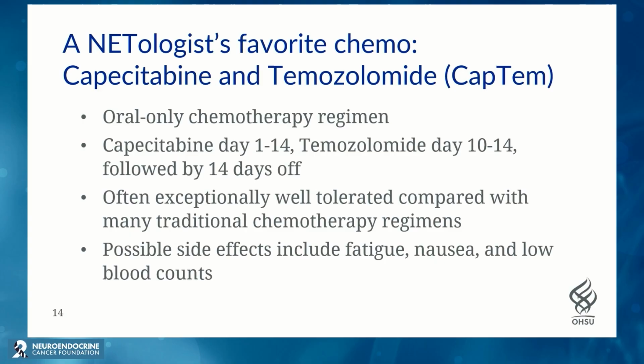This is an oral-only chemotherapy regimen that combines capecitabine given on days 1 through 14, as well as temozolomide on days 10 through 14, followed by 14 days off. This combination tends to be exceptionally well tolerated compared to many traditional chemotherapy regimens, though it does have some side effects, including fatigue, nausea, low blood counts. Constipation is also possible as well.